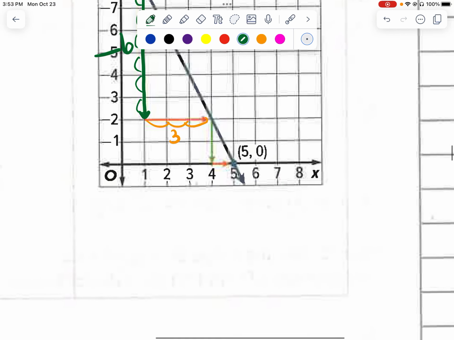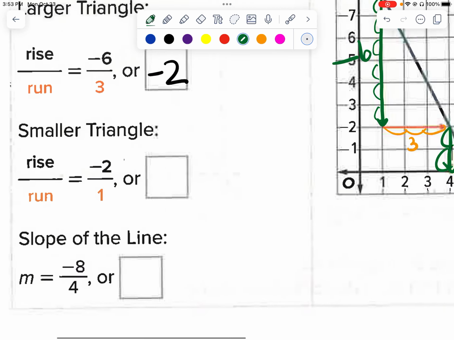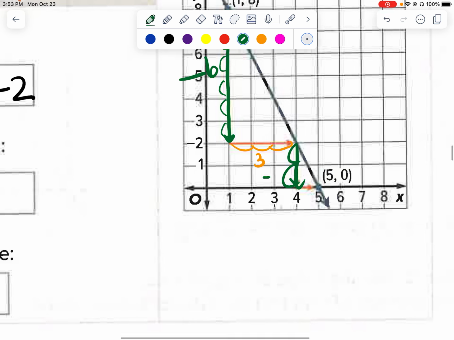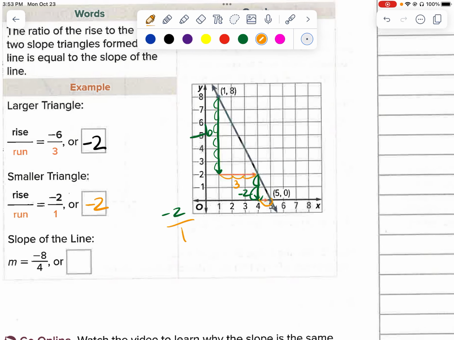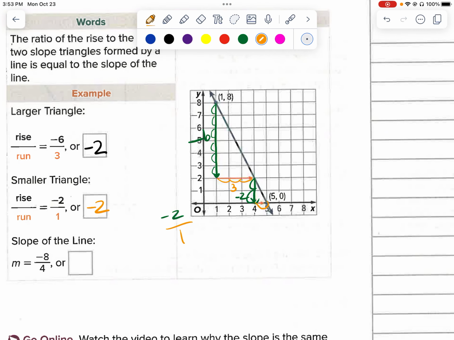Then I do the smaller triangle. If I look at this, I go down 1, 2. Oh, negative 2. So negative 2. Then I put that over. I go over 1. So that'll get me negative 2. So the slope of the line, if I was going to use this, I would say my slope is negative 2.